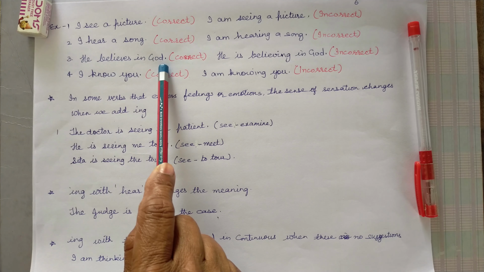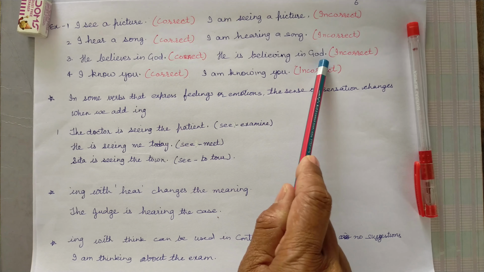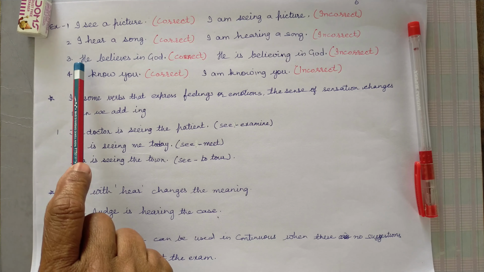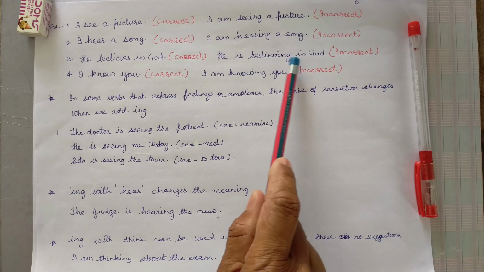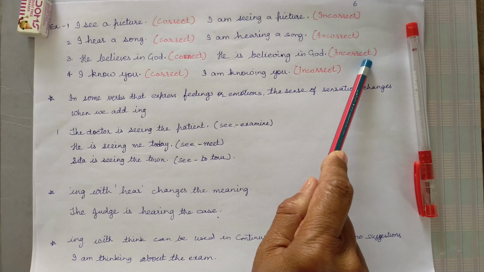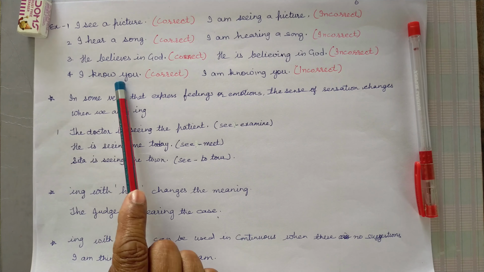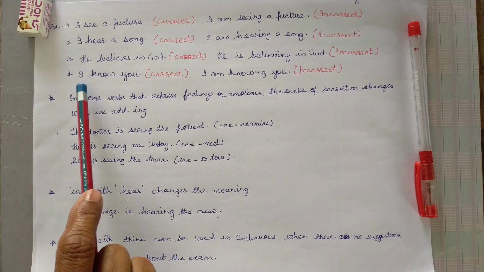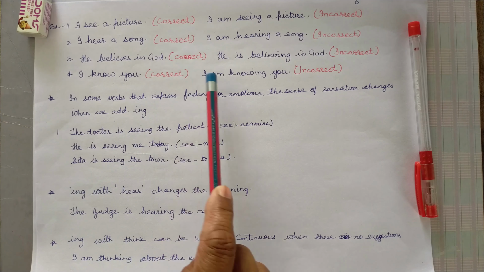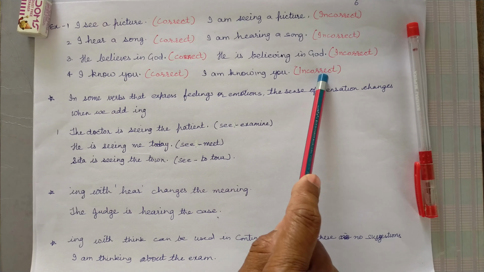He believes in God. He is believing in God. He believes in God is correct. He is believing in God is incorrect. I know you. I am knowing you. I know you is correct. I am knowing you is incorrect.